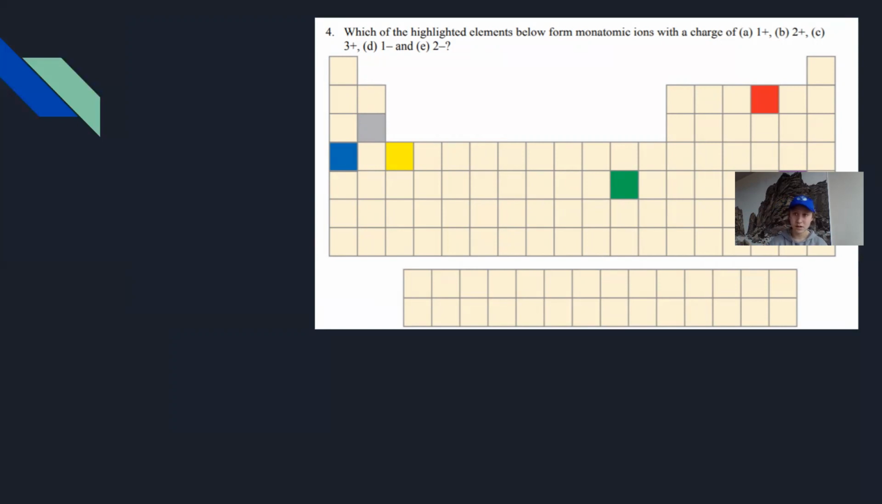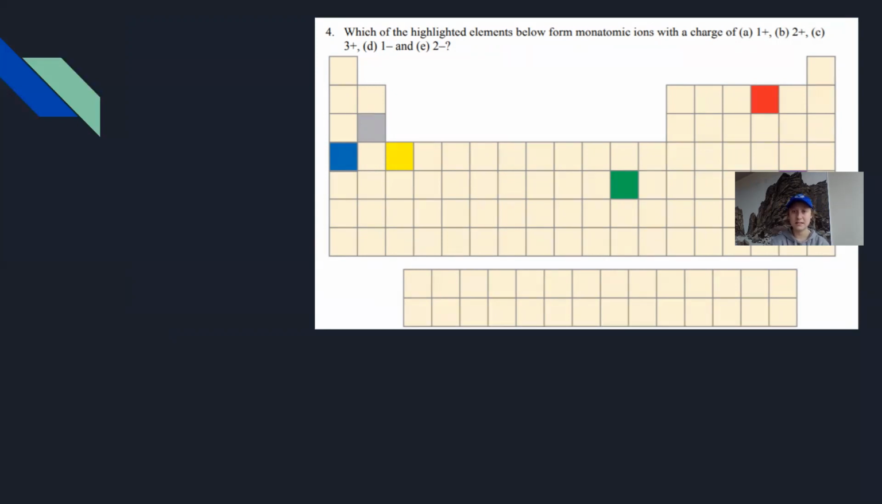2, that is magnesium. Yeah, I'm pretty sure that's magnesium. And all the alkaline earth elements are going to be +2. C, okay, so that's a transition metal, and they're a little weird, but I'm pretty sure it's 3+ as well. I'm not certain, actually.